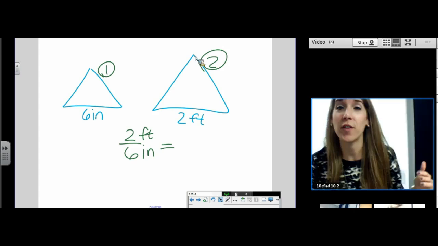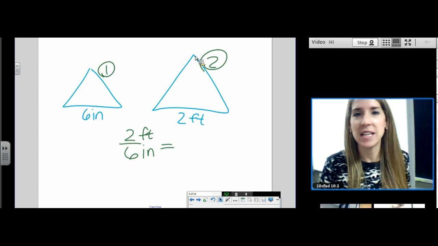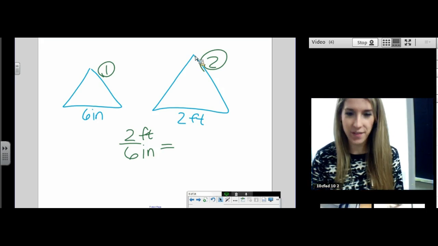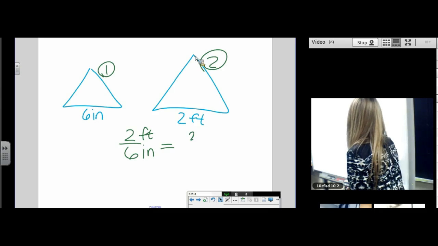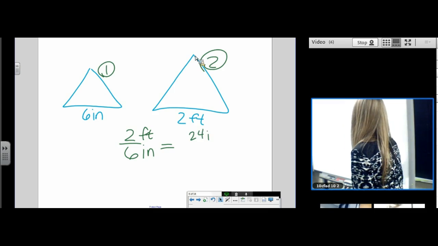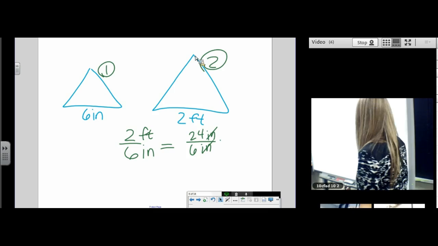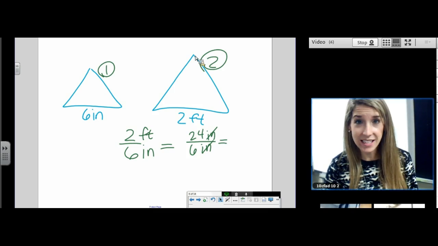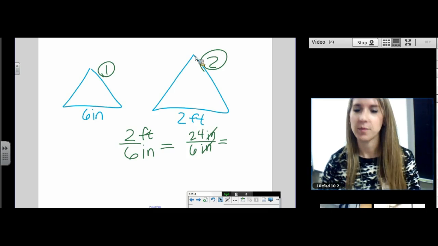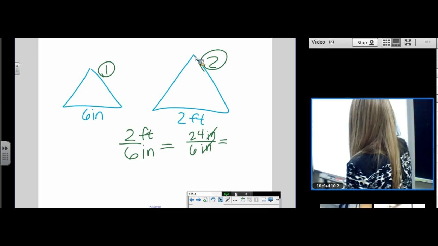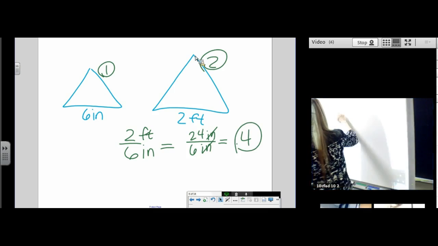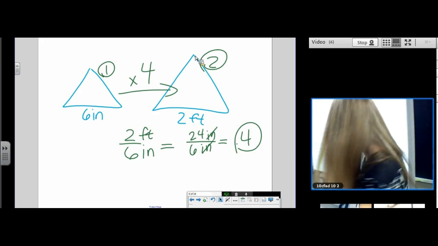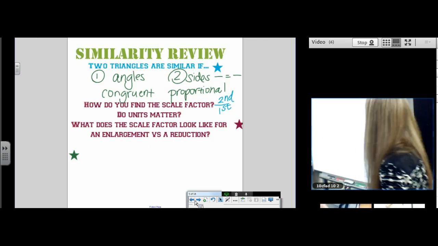Well, you either convert them both to feet or you convert them both to inches. I don't care. Let's convert them both to inches. There are 12 inches in a foot, so this will be 24 inches over 6 inches. The inches will cancel, and scale factors don't have units. Scale factors should be unitless, so they should always cancel. Very good. So that means that this triangle would be 4 times bigger than the other one had I drawn it to scale. Good. All right. So do units matter?